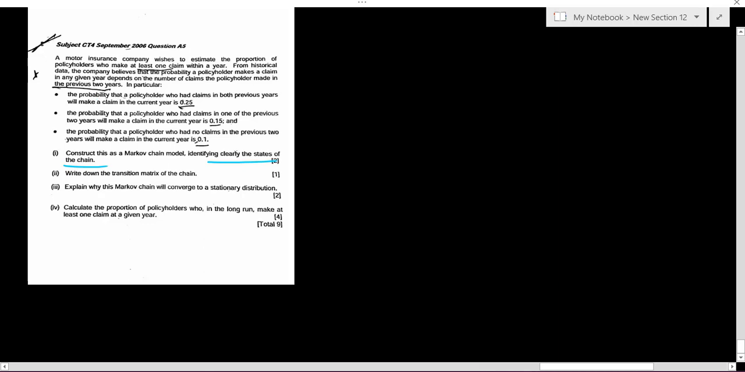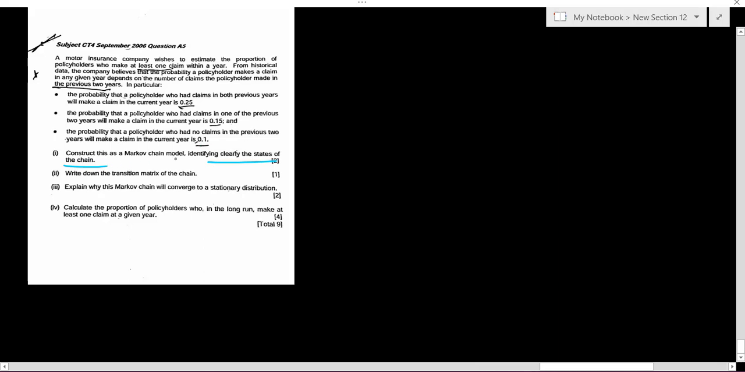In particular, the probability that the policyholders who had claims in both previous years will make a claim in the current year is 0.25. Okay, so if we had claims in 2 consecutive years, the probability of making a claim in the next year is 0.25. The probability that a policyholder who had claims in one of the 2 previous years will make a claim in the current year is 0.15, and the probability that a policyholder who had no claims in the previous 2 years will make a claim is 0.1. Okay, so it basically depends on the last 2 years.